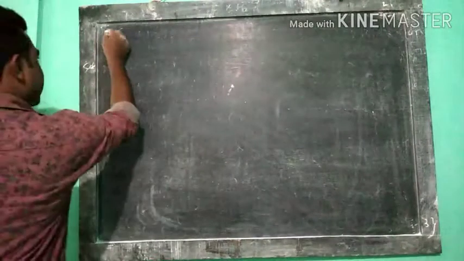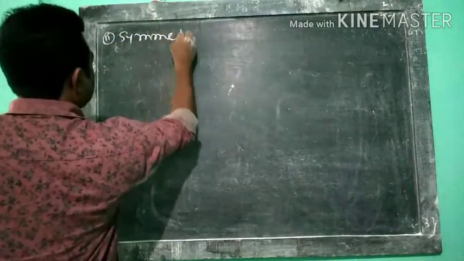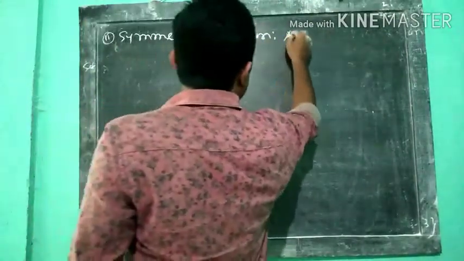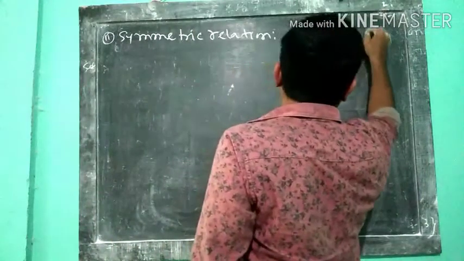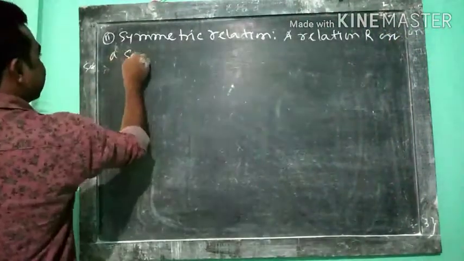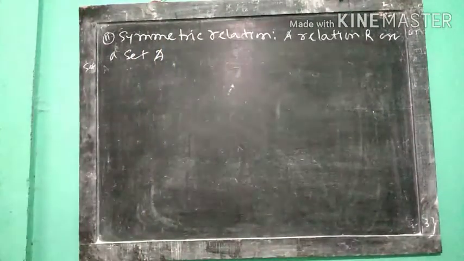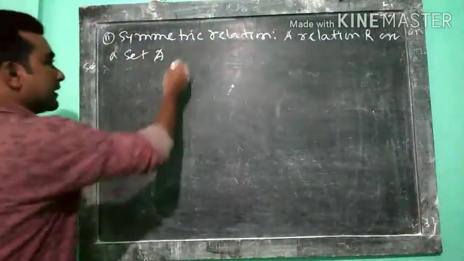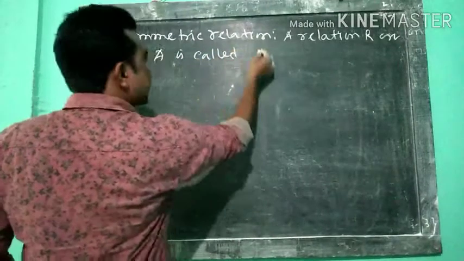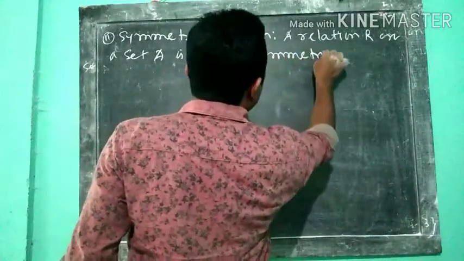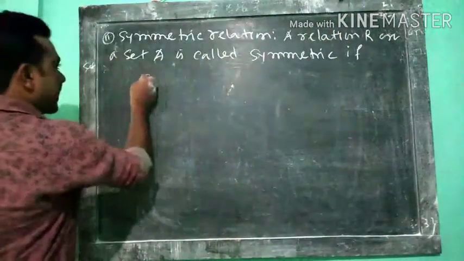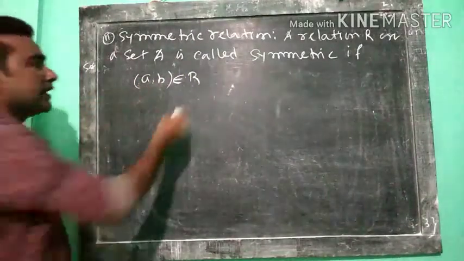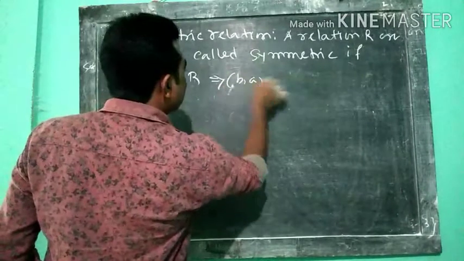And number 2, symmetric relation. A relation R on a set A is called symmetric if (a, b) belongs to R, that implies (b, a) also belongs to R.